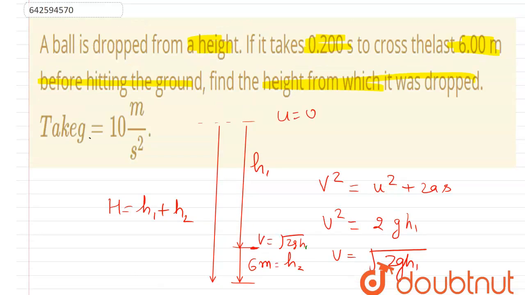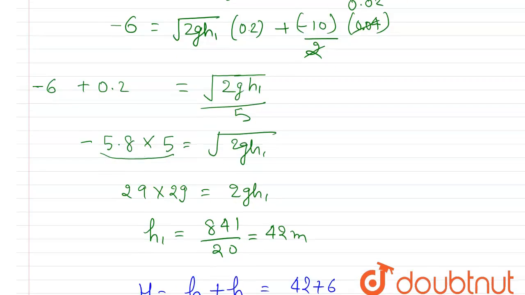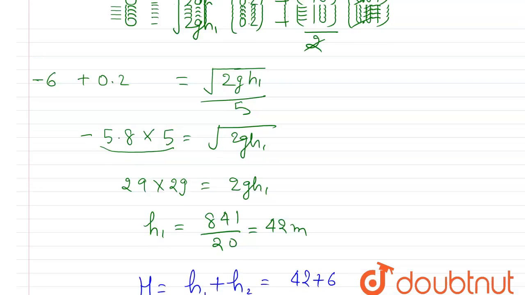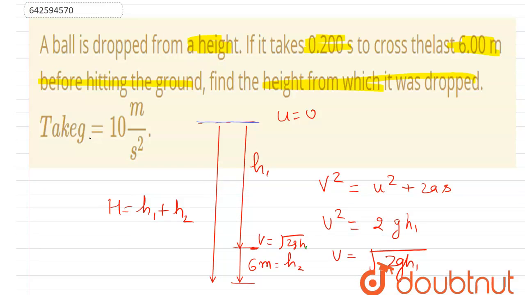Now you can see the question again. This was our question. We wanted to find out the height from which it was dropped. So the height is capital H, which is h1 plus h2, and h2 here is 6 meter, and we found h1 is 42, and we just added the two and we got 48 meter as the height from which it was dropped.